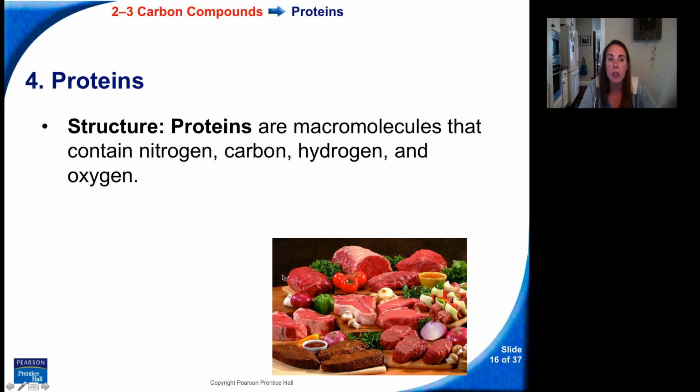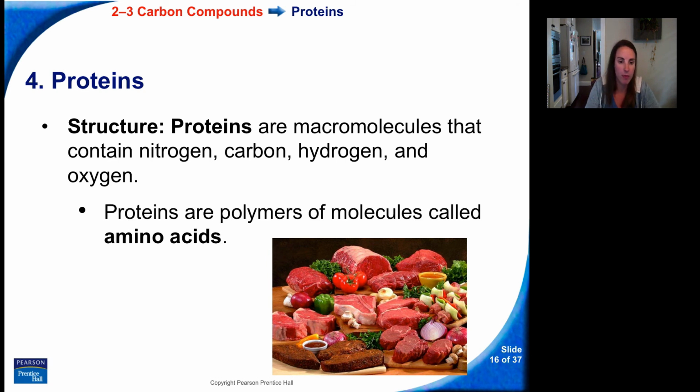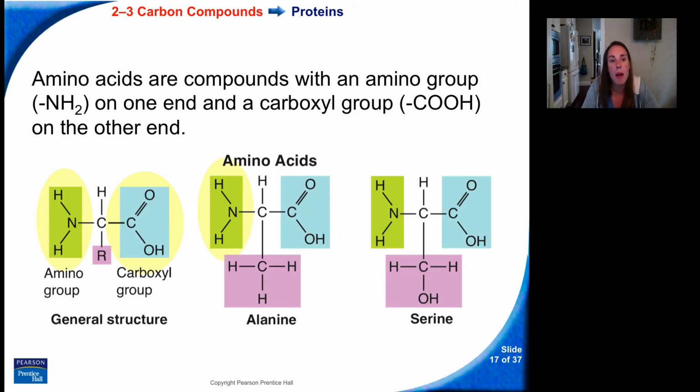Okay, the last molecule we're going to talk about, because we're skipping nucleic acids, is proteins. They're macromolecules that contain nitrogen, carbon, hydrogen, and oxygen. Proteins are polymers of molecules called amino acids. So amino acids strung together make a protein. Amino acids are compounds with an amino group, which is an NH2 group. So here's your amino group on one end and a carboxyl group, COOH, on the other end.